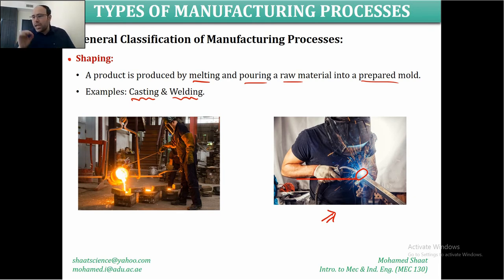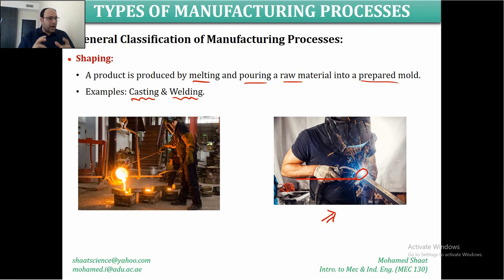So generally speaking, any manufacturing method that involves melting the raw material will be counted as shaping. As I said, you melt the raw material and pour it into a certain cavity, into a certain shape, to end up with a prepared mold. Mold means that this is a cavity or a shape that will be imparted over this melt. A typical example to understand this process is making ice.